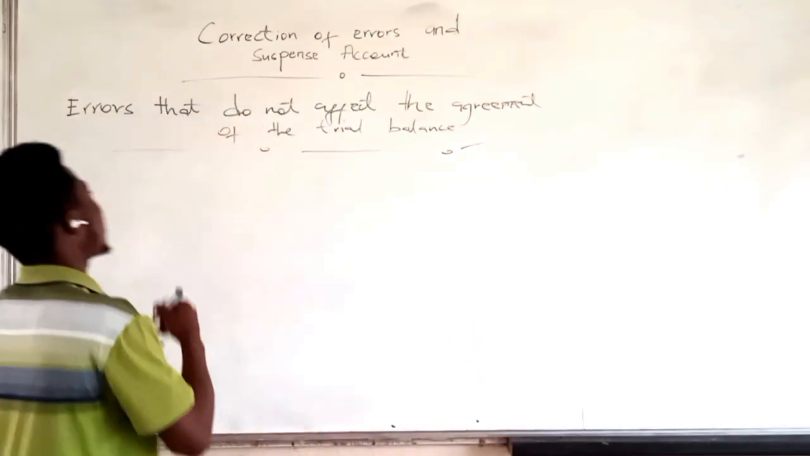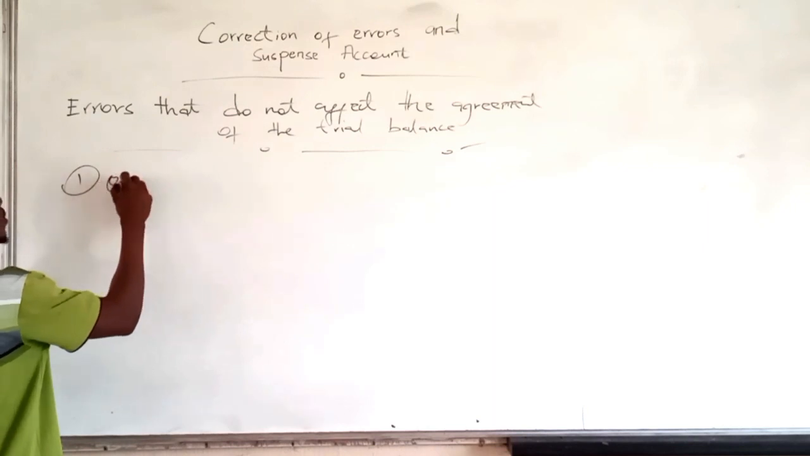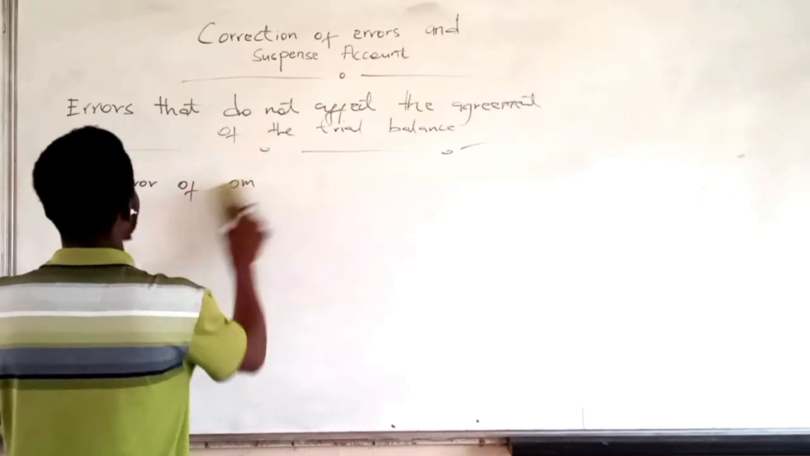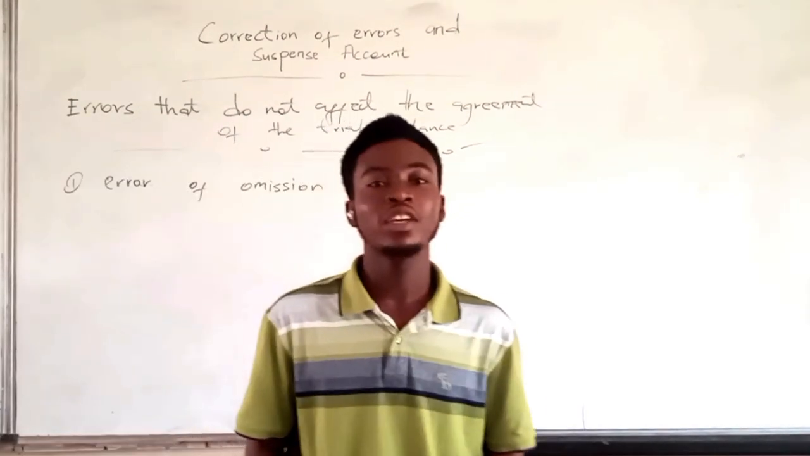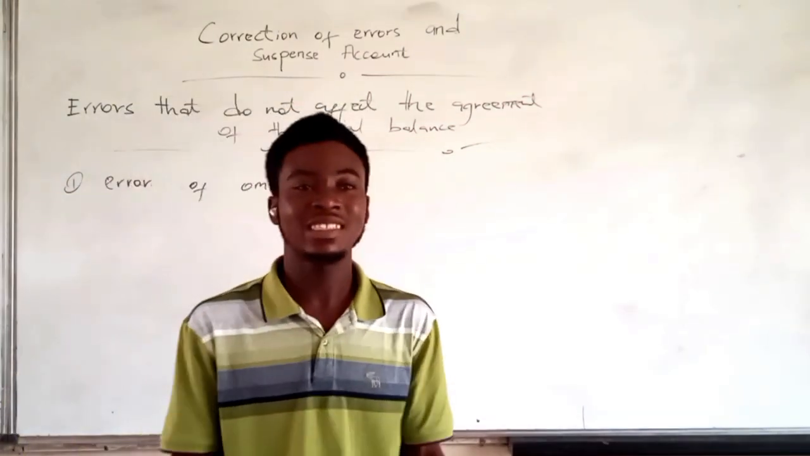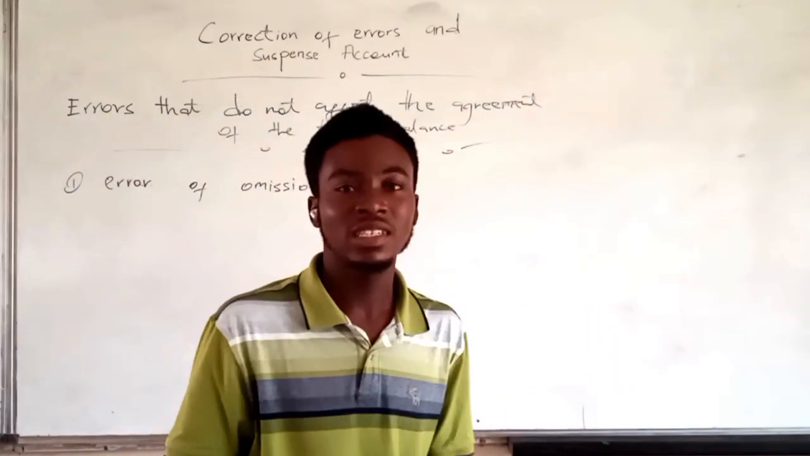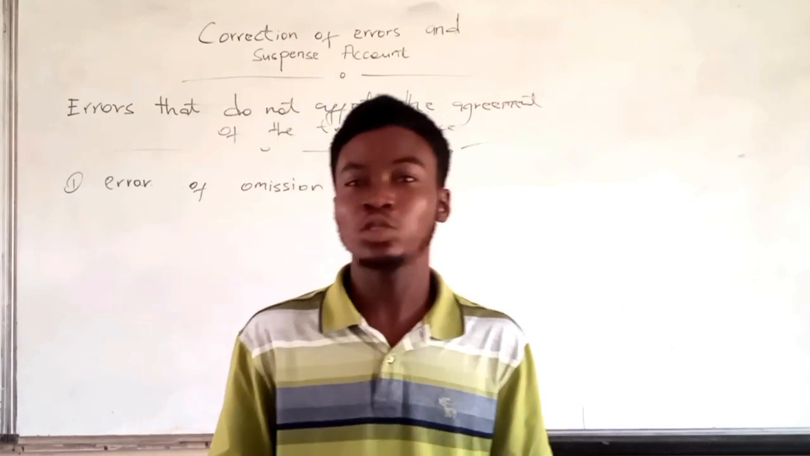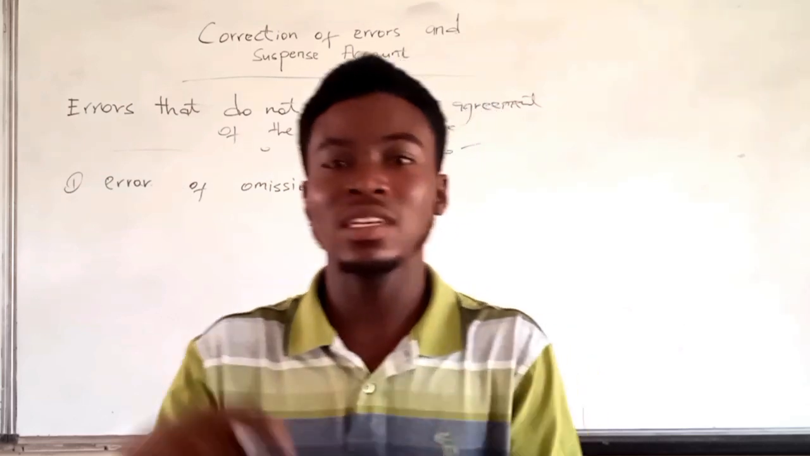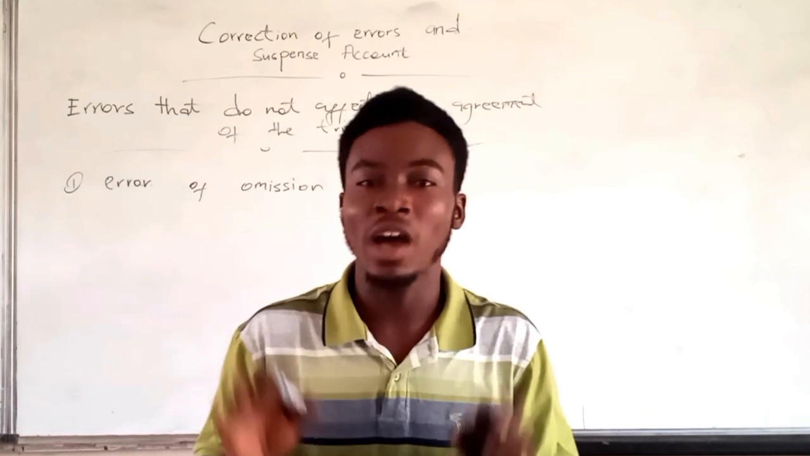So let's talk about the first, the error of omission. When we say something is omitted, meaning it is removed, like we didn't record it at all. So let's say a transaction was made, 200 cedis. We are supposed to credit sales and debit Amex account, but we didn't, meaning we've omitted the transaction. So this error is not going to affect the trial balance.